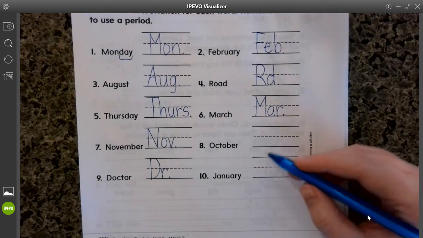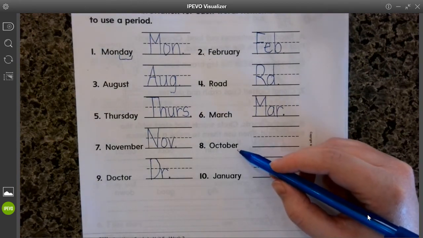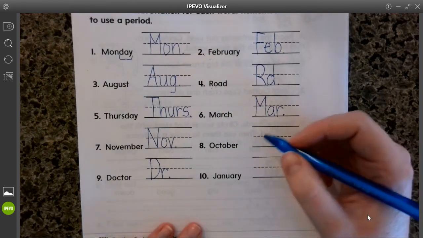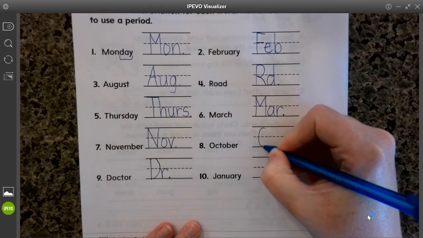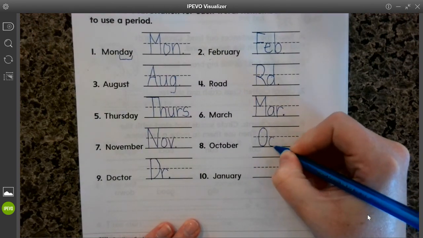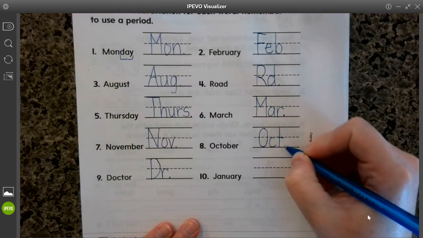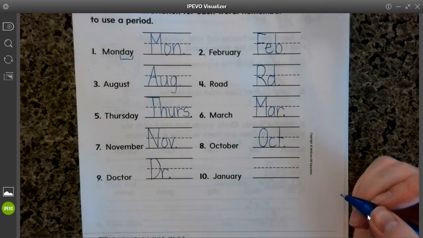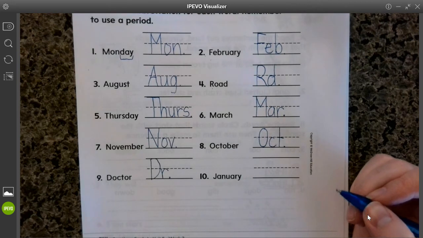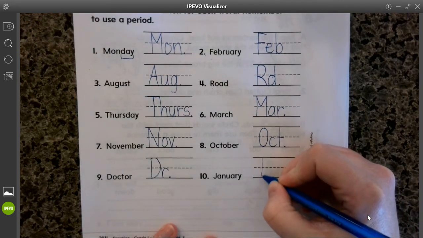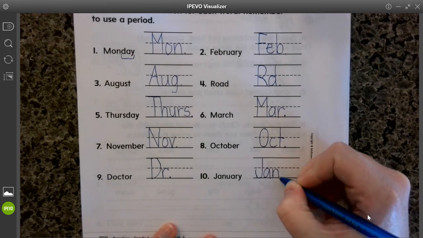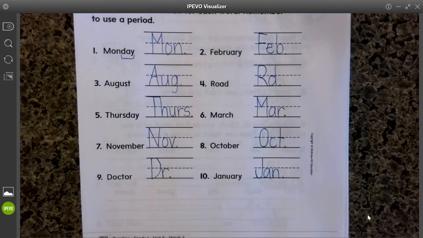Okay, 8, we have another month. We have October. What will we keep? Oct. That's right. O-C-T. And number 10, January. We will keep Jan. That's right. Jan and period.